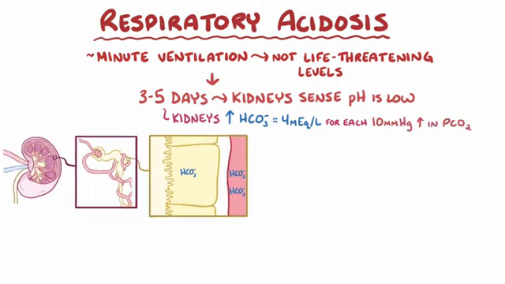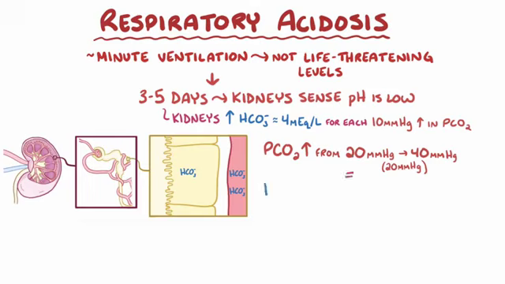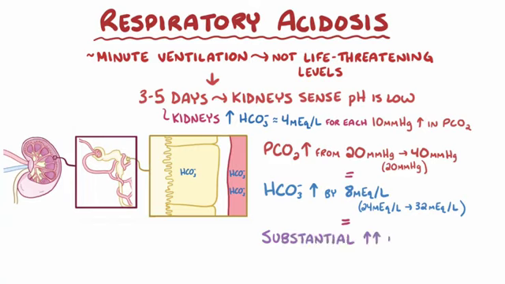So if partial pressure of carbon dioxide went up from 20 to 40 millimeters of mercury, which is a 20 millimeter of mercury increase, plasma bicarbonate would increase by 8 milliequivalents per liter, going from its reference value of 24 to 32 milliequivalents per liter. This can lead to a substantial increase in the pH, bringing it closer to its normal range again.